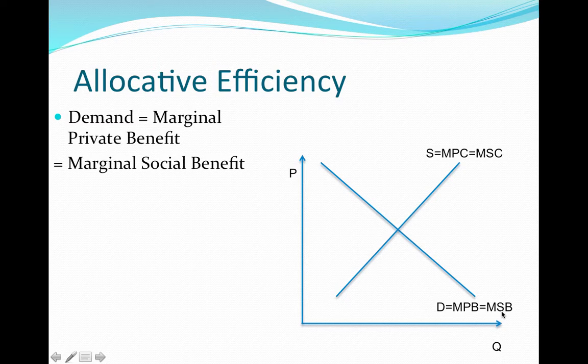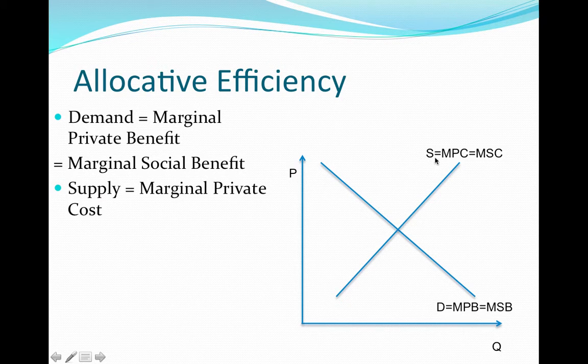MSB is the marginal societal benefit. So this is almost like society's demand curve, maybe the easiest way to think about it. And again, demand and marginal private benefit will always equal each other. And this is the benefits to society. Hopefully they are all the same, that it's benefiting society as much as it's benefiting the individuals.